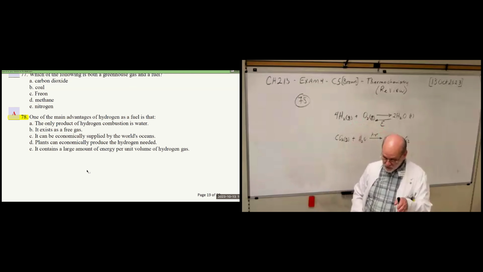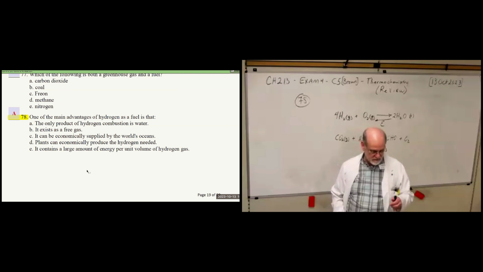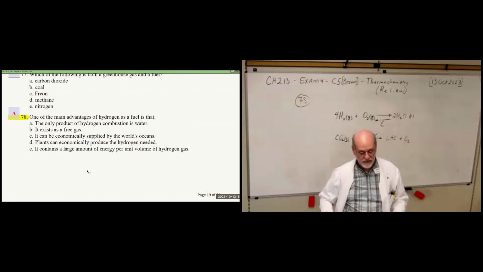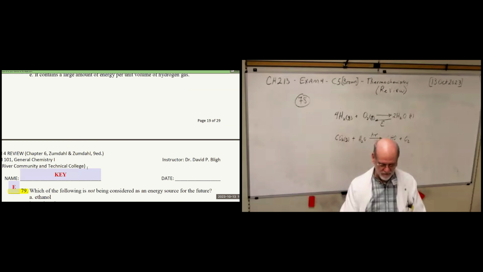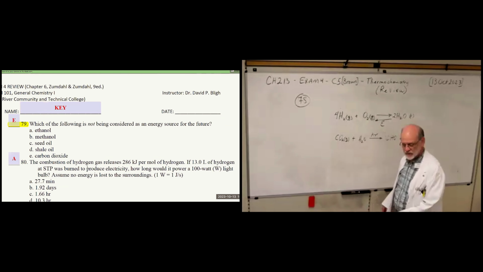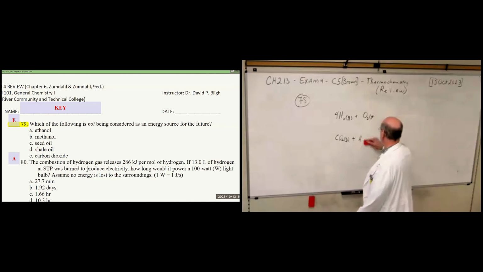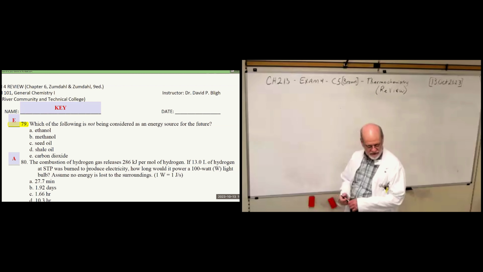Right? But that last one is not true. Hydrogen is good for making only water. Right? A is the only answer that works. I could have said that right up front, but I wanted to talk some more. Okay, that was 78. 79.